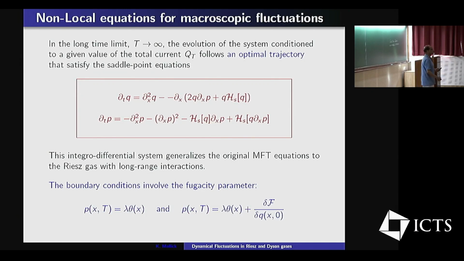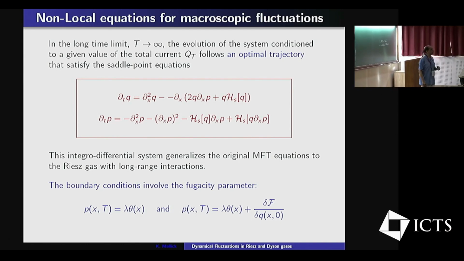Yes, Abhishek? You don't have a trap. There's no trap? There's no potential. So yes, there is a very, very shallow trap, which I put vanishingly small in the limit. The initial condition is in the center of the trap, so it's a flat initial condition.